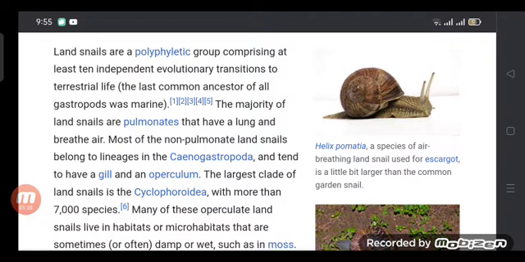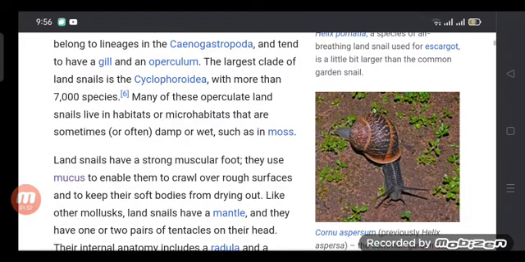Most of the non-pulmonate land snails belong to the lineage Cyclophoroidea and tend to have a gill and an operculum. The largest clade of land snails is the Cyclophoroidea, with more than 7,000 species. Many of these operculate land snails live in habitats or microhabitats that are sometimes or often damp or wet, such as in moss.